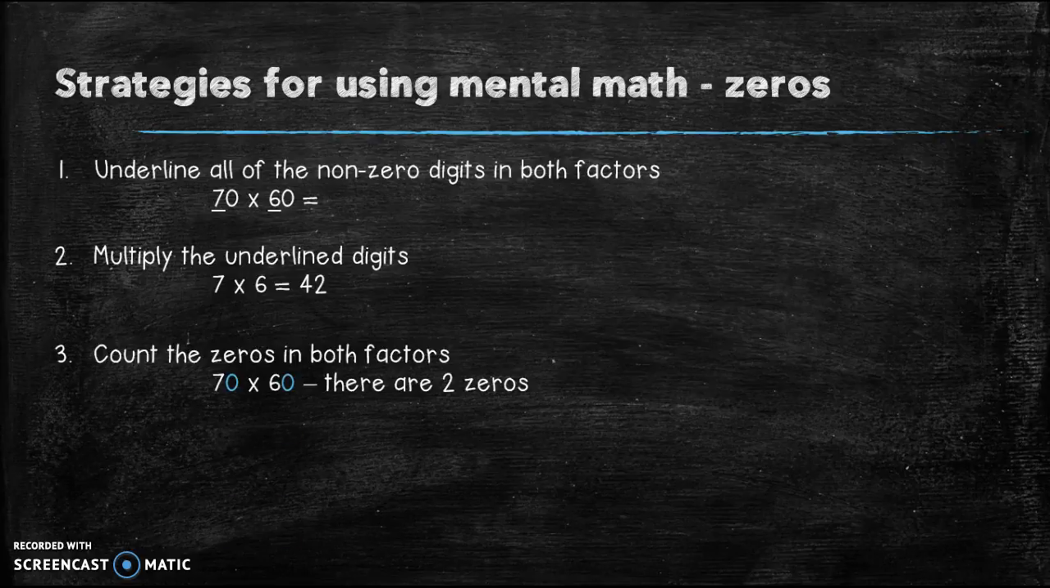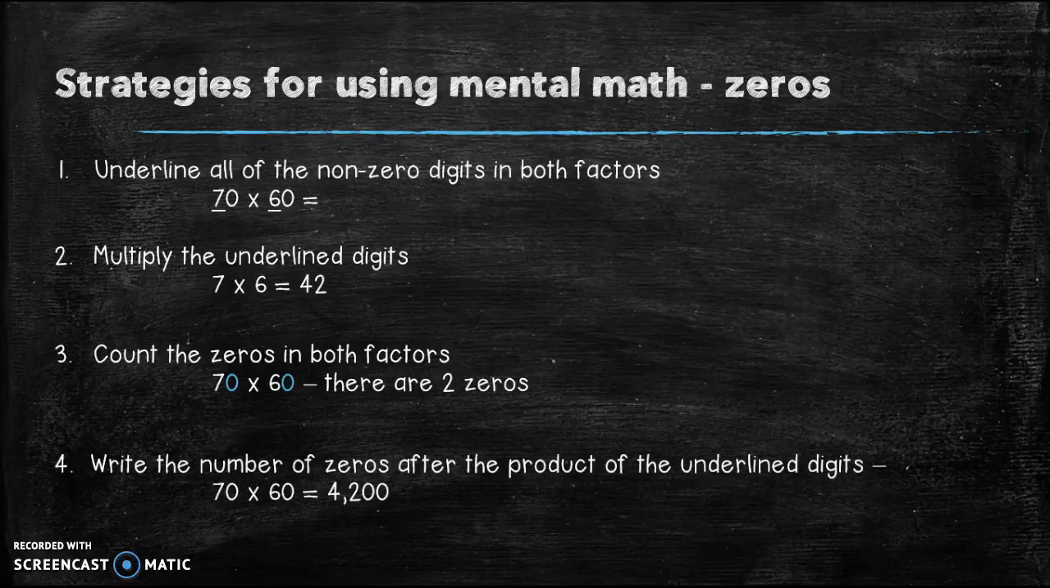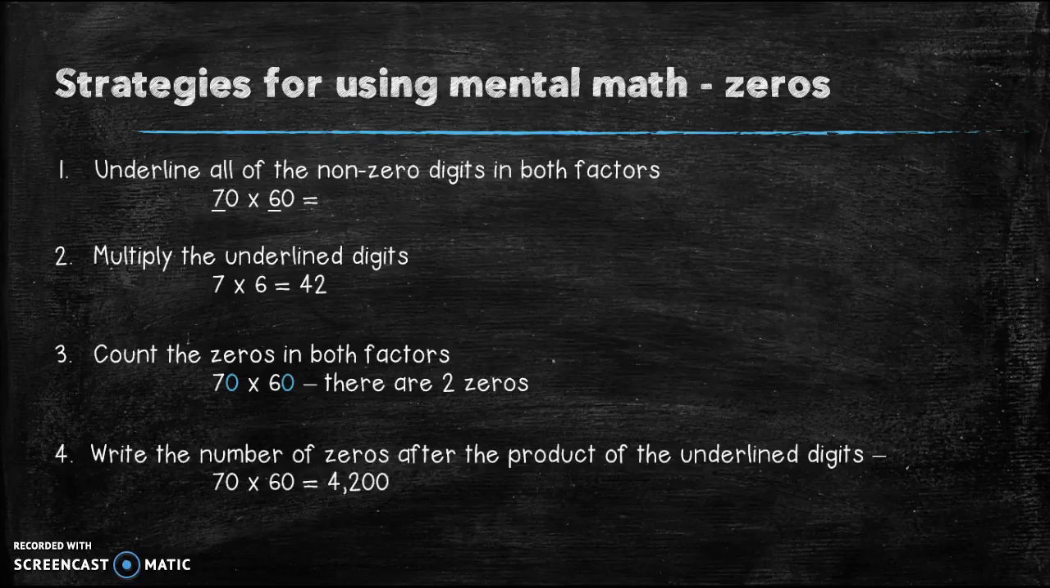Then we're going to count the zeros in both factors. There's 1 in 70 and there's 1 in 60, so that's 2 altogether. So we're going to write the number of zeros after the product of the underlined digits. So 70 times 60 equals, well, 42 plus our 2 zeros. That's 4,200. See how easy it is to do mental math? Especially when you're talking about zeros.